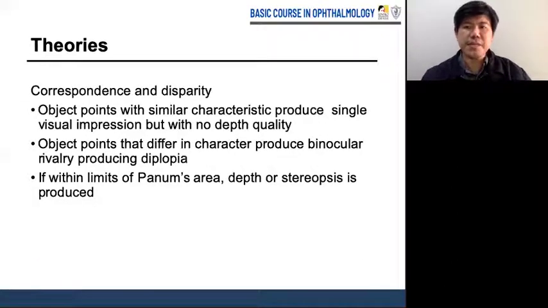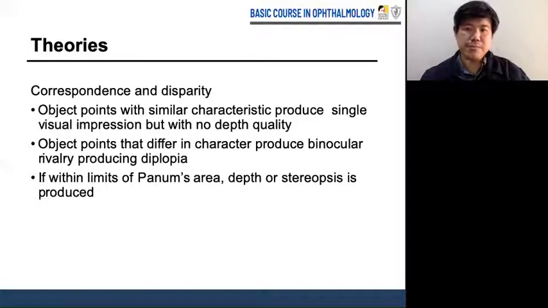So, there are many theories on how binocular single vision is achieved. However, only two will be discussed here. The first one, the widely accepted one, is that of correspondence and disparity. It assumes the presence of a one-to-one retinocortical relationship between the two eyes.